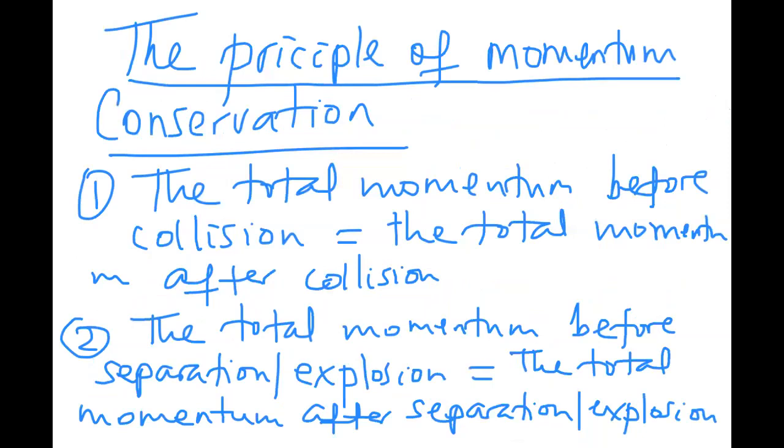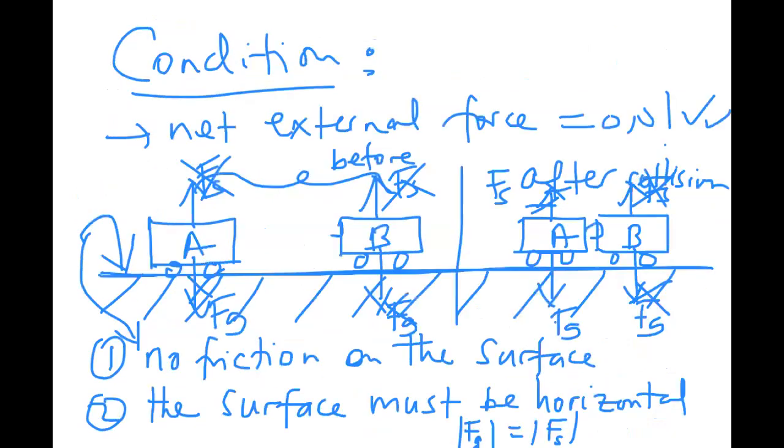Just to remind you, number one says that the total momentum before collision must be equal to the total momentum after collision, or the total momentum before separation or explosion should be equal to the total momentum after separation or explosion. We are going to look at examples to make sense of this principle.